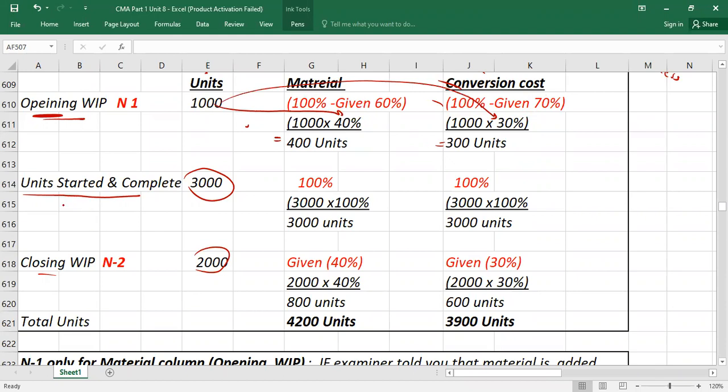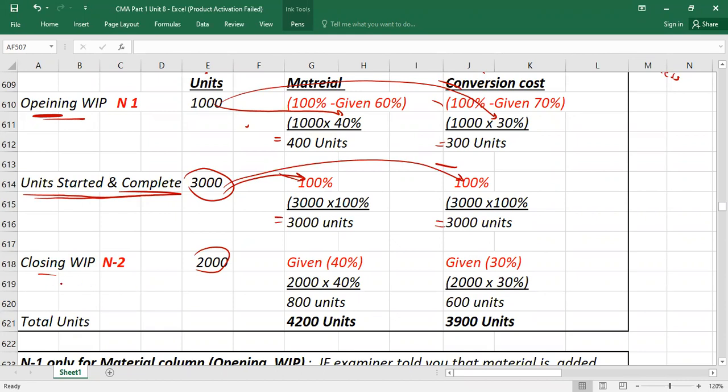Understood? Then what we have here? Units started and completed. I told you how to get these from the above equation. Obviously, these are started plus completed. So obviously, the percentage completion should be 100 without any doubt, because these are started and completed. So I'll take 3,000 multiplied by 100%, it will give you 3,000.